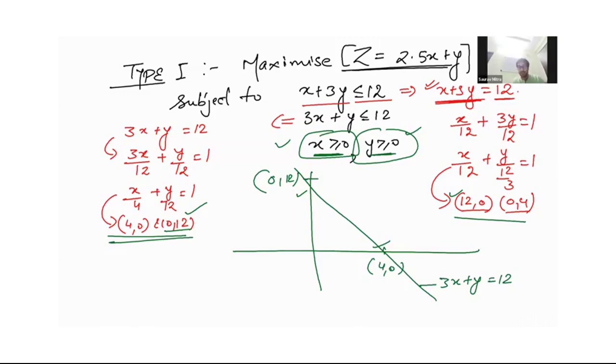Now you have to plot 12 comma 0 and the points of the other equation, that is 0 comma 4. 12 comma 0 is maybe like here, and 0 comma 4 is something here. Now you join these 2 points. Okay, you have to join these 2 points.